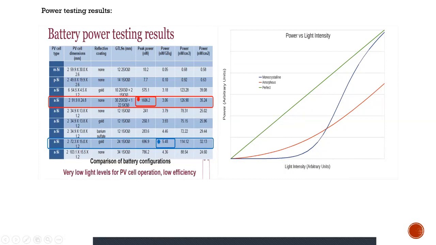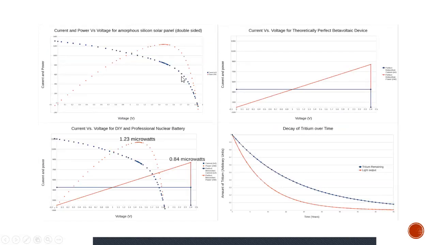This is the power versus light intensity graph. The green one is for a perfect nuclear cell, the red one uses an amorphous solar photovoltaic cell, and the blue one is for a monocrystalline solar cell. Now, this is the current and power versus voltage output graph for the amorphous silicon solar cell. This is for a double-sided solar cell. Earlier, we have seen the graphs for the single or one-sided solar cell.